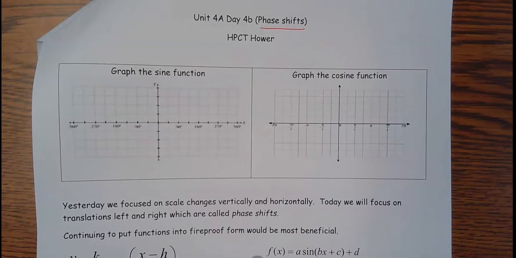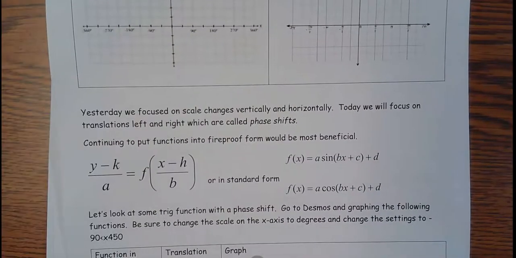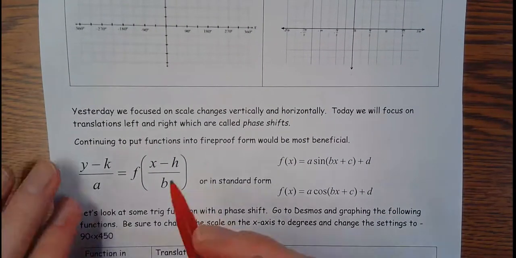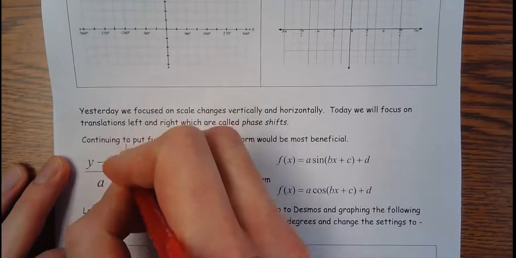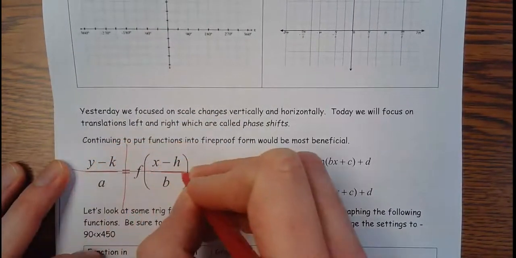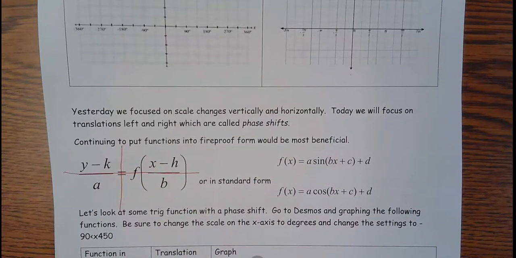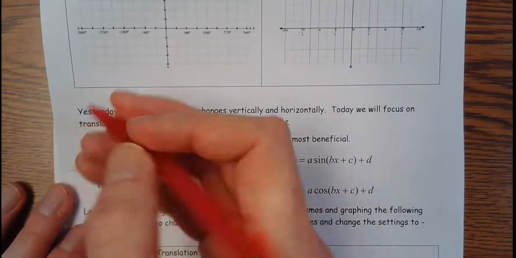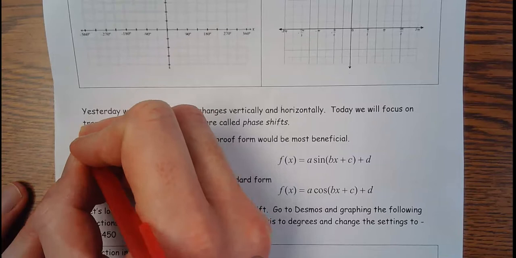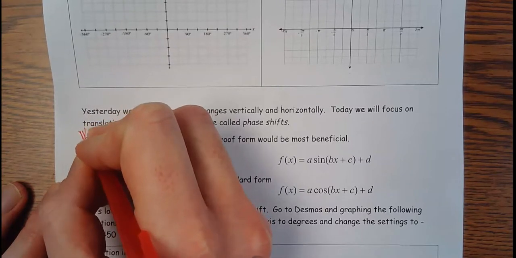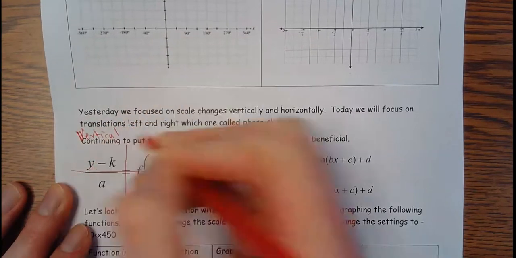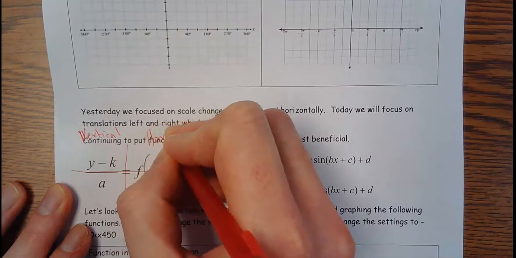Think back, we did the fireproof method, okay? Sorry, my video froze here. There we go. So we did the fireproof method. I don't know how other teachers have taught it, but I always split it into quadrants like this. So this side over here is the vertical. This side is the horizontal.